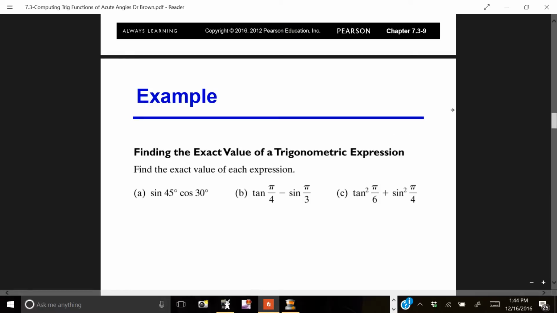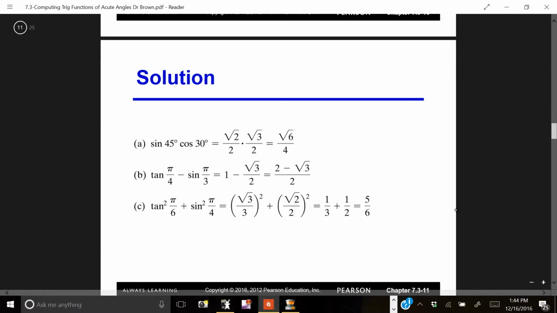Now, suppose you wanted to find the exact value of the trigonometric expressions given here. On the next page, we have the solution. Sine of 45 degrees times cosine of 30 degrees. Go back and look at the table. Sine of 45 degrees is the square root of 2 over 2, and the cosine of 30 degrees is the square root of 3 over 2. So multiplying this out, we get the square root of 6 over 4. That can't be further reduced.